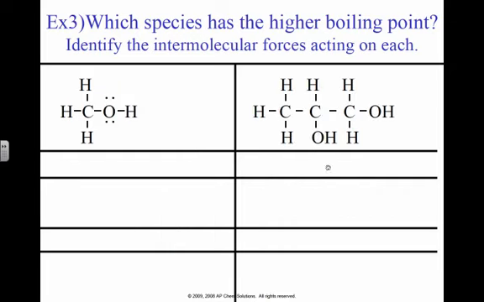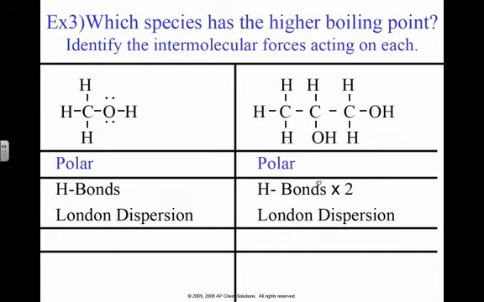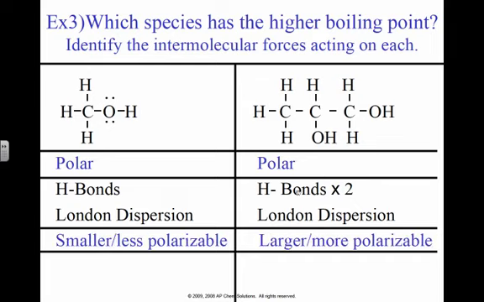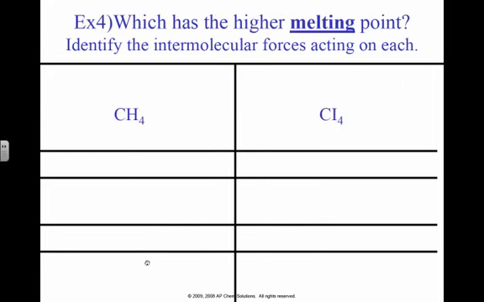How about this one right here? This one is polar. That one's polar. This has hydrogen bonding. This has hydrogen bonding multiple times. So they're both polar. They both have hydrogen bonding and London dispersion forces, but this has twice the amount of hydrogen bonds. It's also larger, therefore more polarizable. Therefore, its boiling point is 188 versus 66.